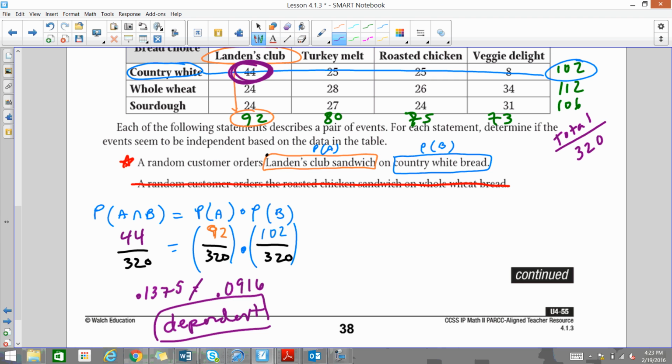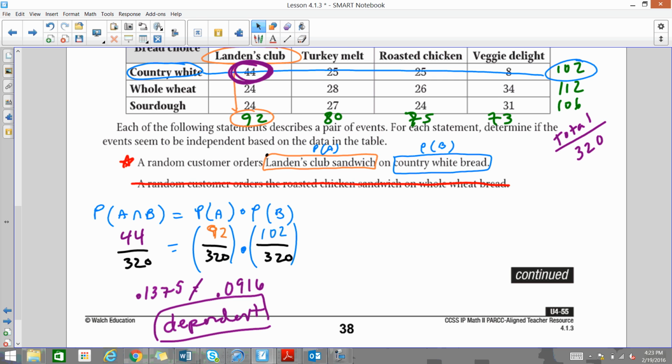The book kind of stinks with that, especially on their homework. Like the homework, you're going to notice that one of the problems you get, your two numbers are very, very close, and they're actually going to say it's independent. So they choose when it's independent or dependent. These are too far away, so these are dependent events.